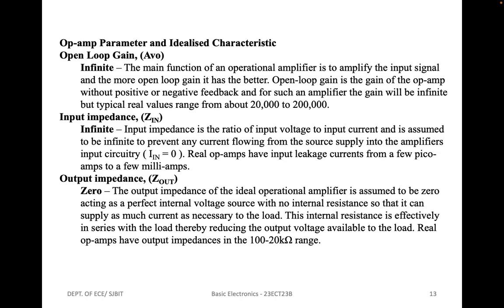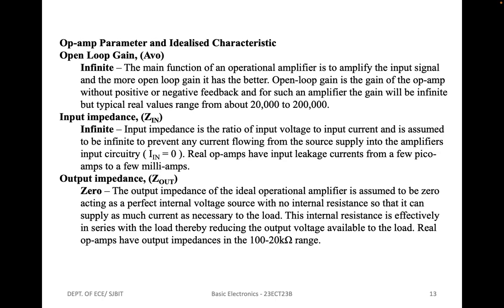The input impedance, that is Zin, is infinite. Input impedance is the ratio of input voltage to input current, and it is assumed to be infinite to prevent any current flowing from the source supply into the amplifier's input circuitry. Real op amps have input leakage currents from a few picoamperes to a few milliamperes.